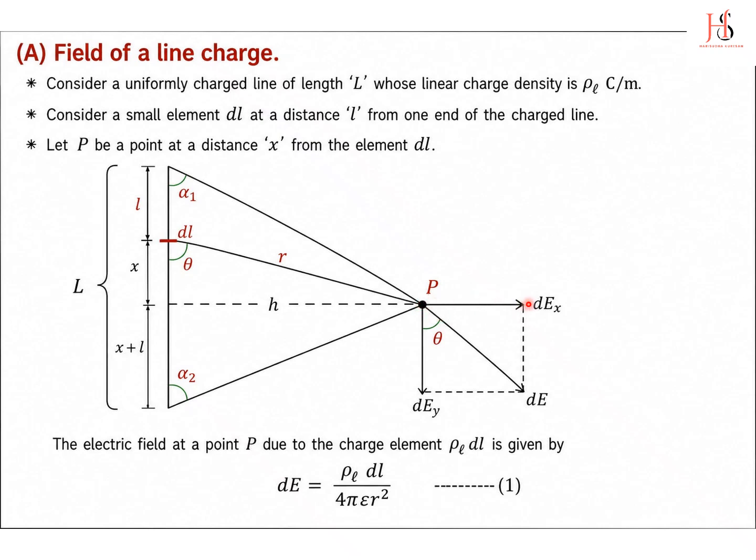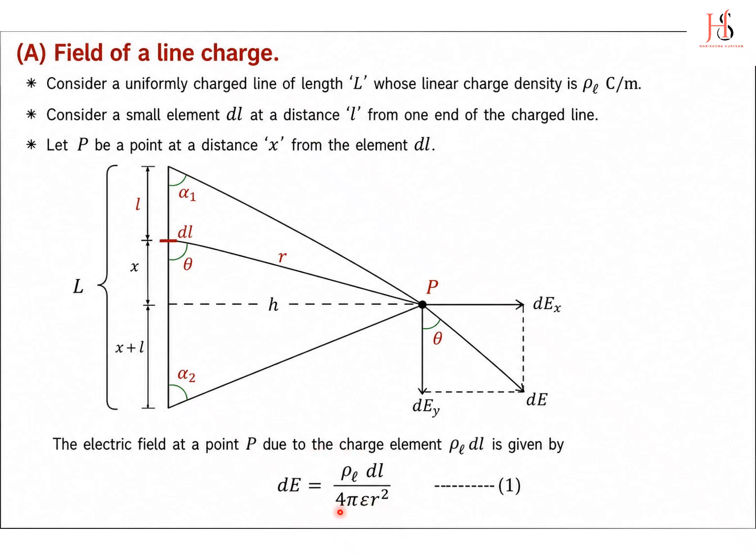Now extend this line, so this will become the electric field in the x direction, and this will become the electric field in the y direction. So we need to find the electric field at the point P. The electric field at the point P due to the charge element rho L dl is given by dE is equal to, for a line charge, rho L dl divided by 4 pi epsilon into R square. This is the basic formula which we have seen before.